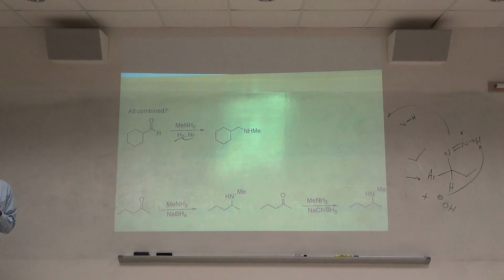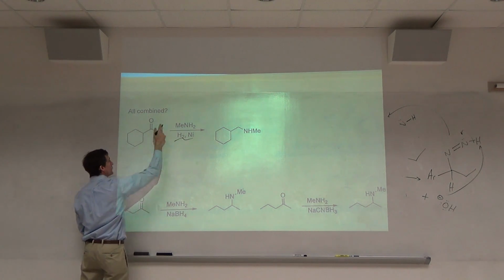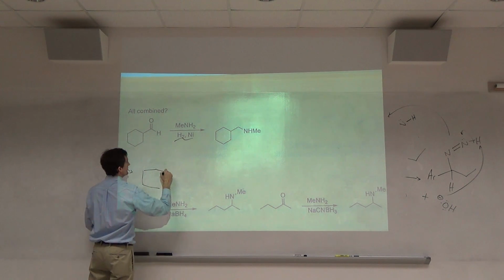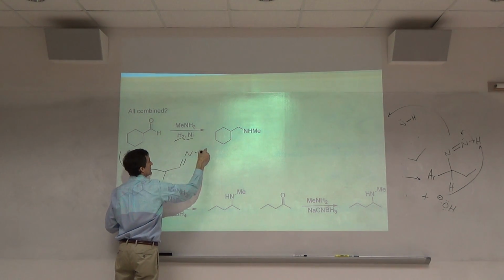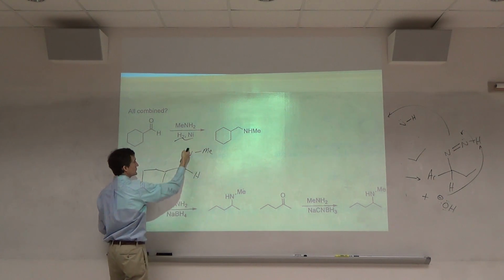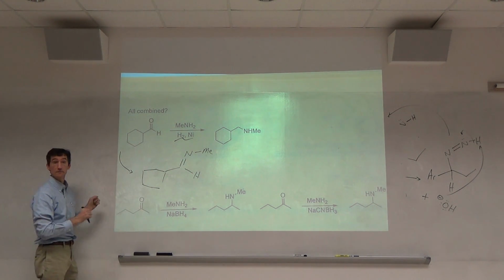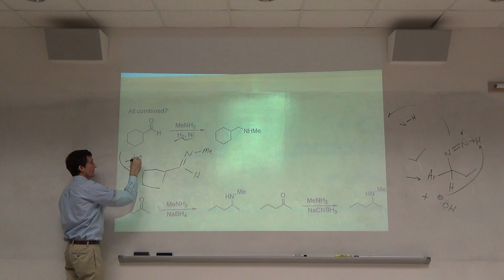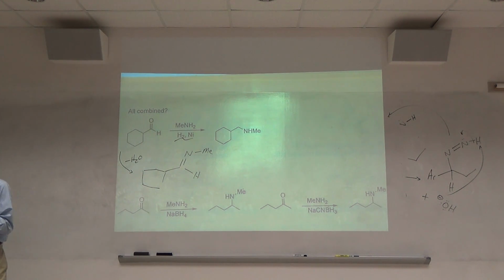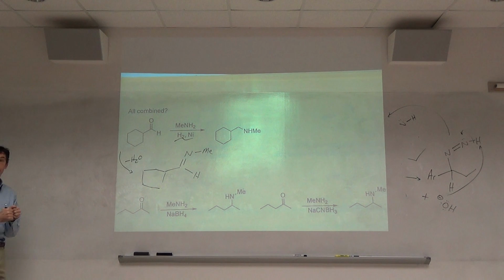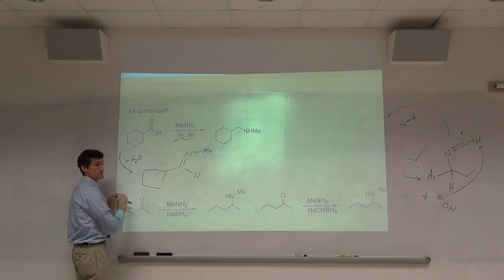What does this look like to you? First off, these two react to give what? I like to draw in the H here. It looks like an aldehyde, so I'll keep it with the H. That gives that, right. There's your amine. You've got to say this before you go to bed every night: aldehydes and ketones react with primary amines to get an imine. There's your imine. The mechanism is straightforward, with loss of water.